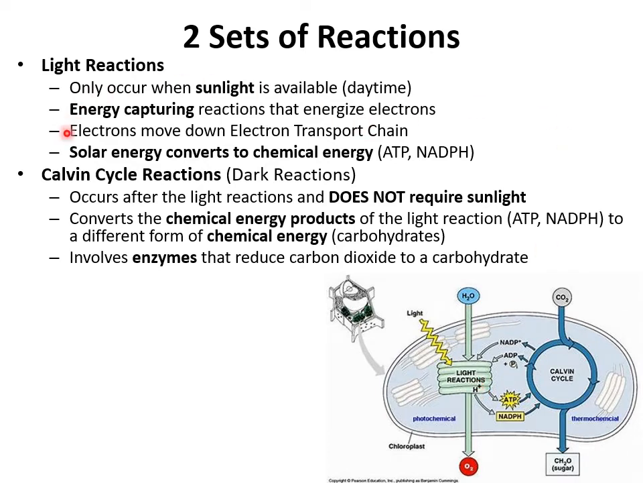Now, the main purpose of the light reaction I highlight as the energy capturing reaction. So it's going to take that solar energy and convert it through passing electrons down the electron transport chain. It's going to convert the solar energy to chemical energy, the chemical energy being ATP and NADPH that then go into the Calvin cycle.